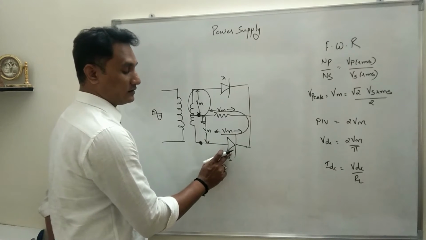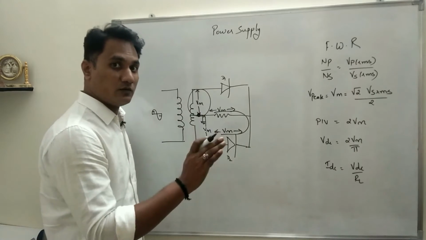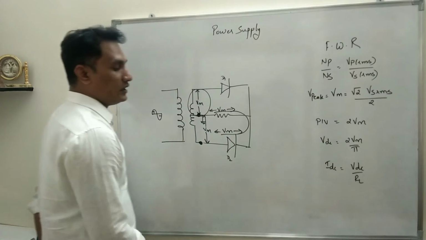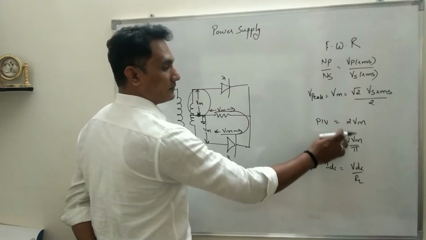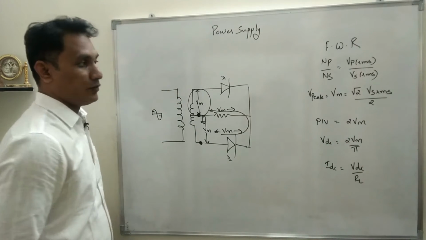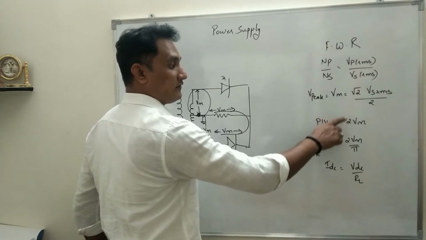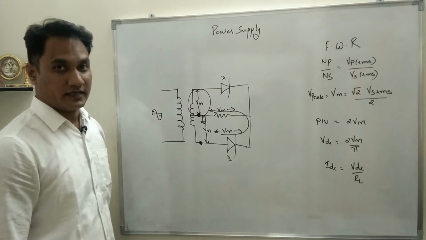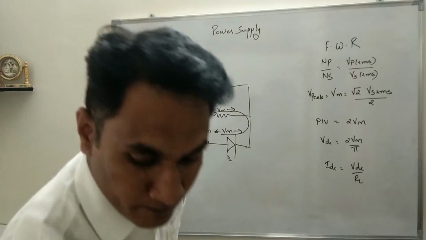So you have to make sure that the diode rating should be equal to or greater than 2VM. And VDC will be 2VM by pi, and IDC will be simply VDC upon RL. So I have explained the modification which I have made in the formula as compared to the half wave rectifier.